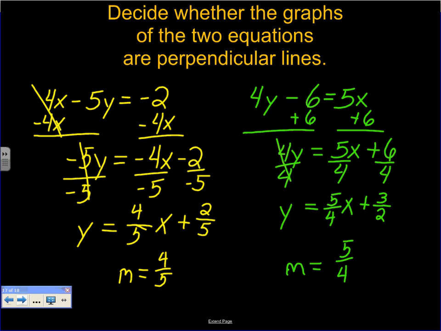Now, let's look here. The one here on the left is a positive 4/5. The one on the right is also a positive, so that means they are not opposite of each other. They are reciprocals, but they have to be opposite reciprocals. So these two lines are not going to be perpendicular because they do not have opposite reciprocal slopes.